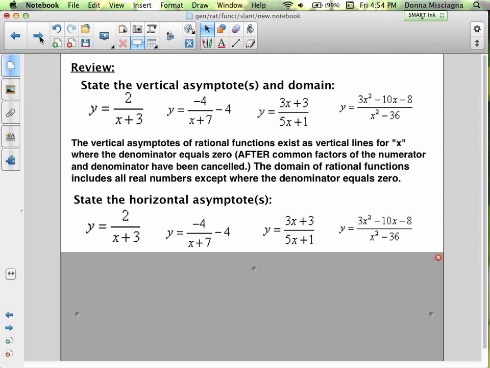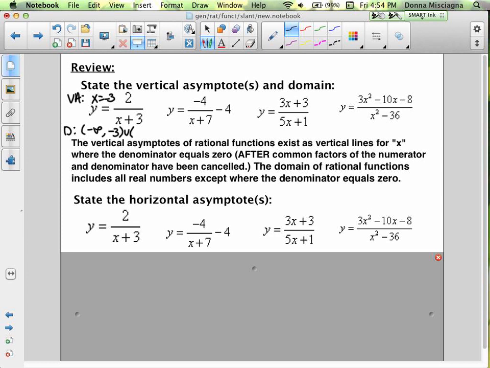Okay? So to find our vertical asymptote, we set our denominator equal to 0. If we set x plus 3 equal to 0, we're going to have a vertical asymptote at x equals negative 3. That means our domain is going to exclude negative 3. So our domain would be negative infinity to negative 3, and then negative 3 to infinity.